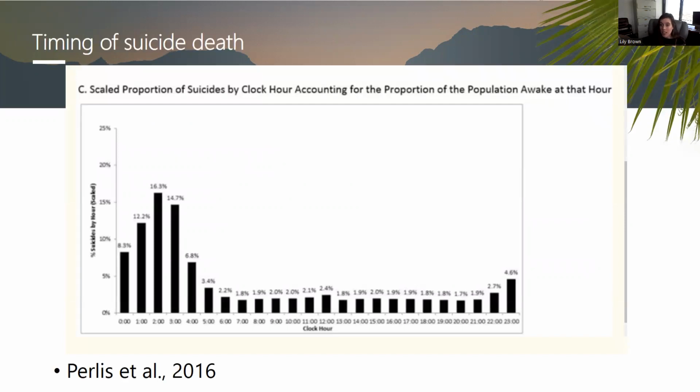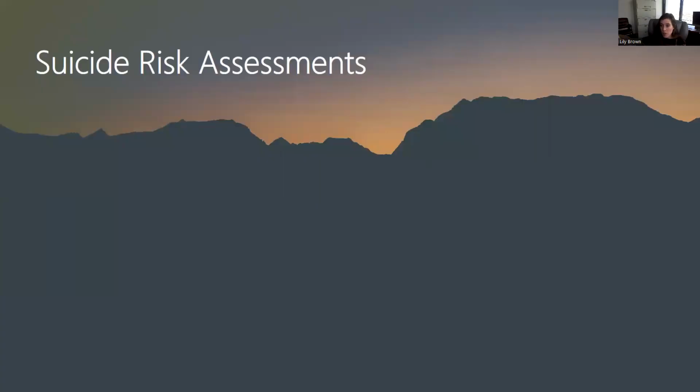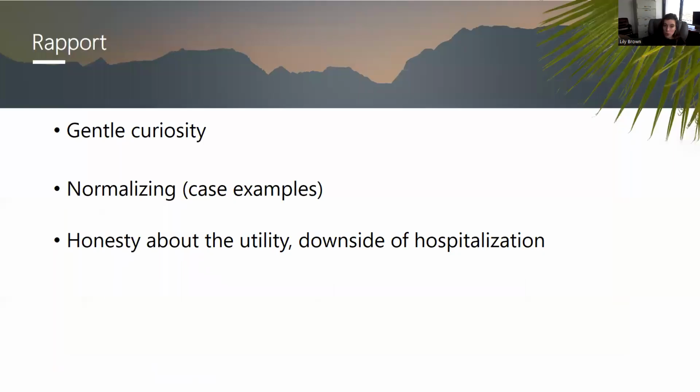Michael Perlis here at Penn has published some really important data that looks at the timing of when suicide deaths occur, accounting for the probability that someone's awake at a given hour. In his study in the general population, he found that most suicide deaths occurred between midnight and 4 a.m. So you could think about this as potentially, as he titled his article, it might be risky to be awake when your executive functioning is supposed to be asleep. There are some strategies for evidence-based suicide risk assessments that I want to alert you to.